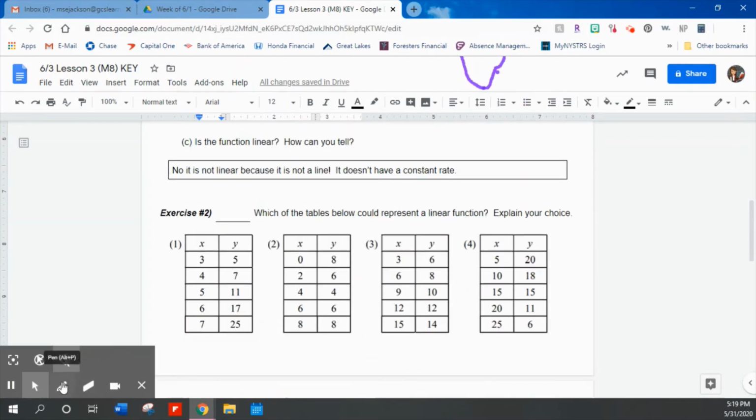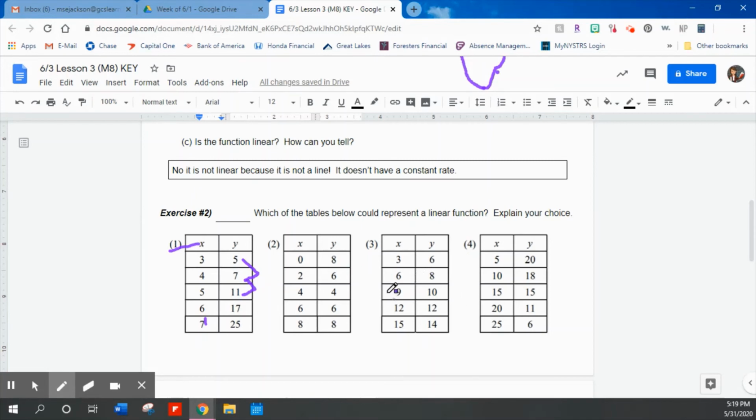Okay, so like right here, looking at a pattern, first we should always check our x values. They increase at a constant rate. We're good to go with our x's. Okay, but from 5 to 7, that's increasing by 2. From 7 to 11, that's not increasing by 2. That's increasing by 4. So that's not a constant rate, so that's not linear.